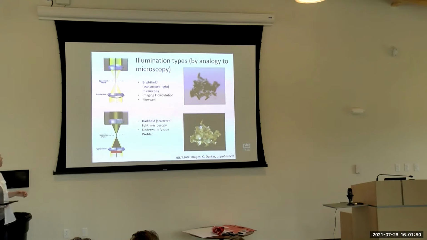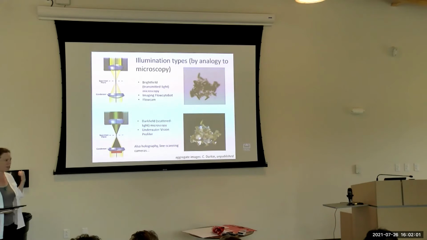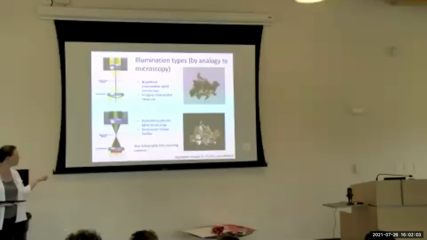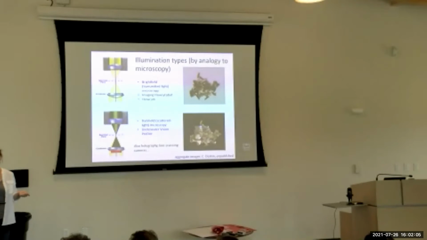So there are some important differences in the types of images that you get from the different illumination modes. There are also imaging sensors that do neither of these two things that we'll also talk about, including holography and line scanning cameras, which are much simpler in terms of the image collection, but also have some really powerful features.